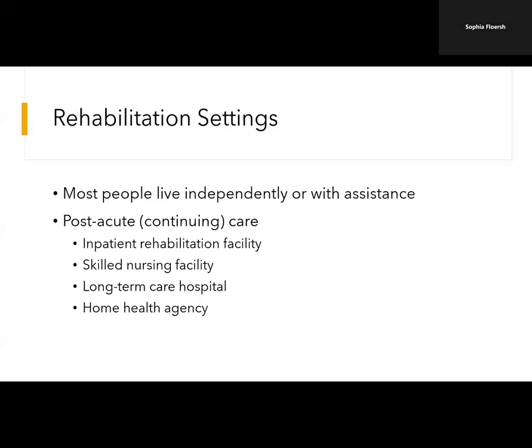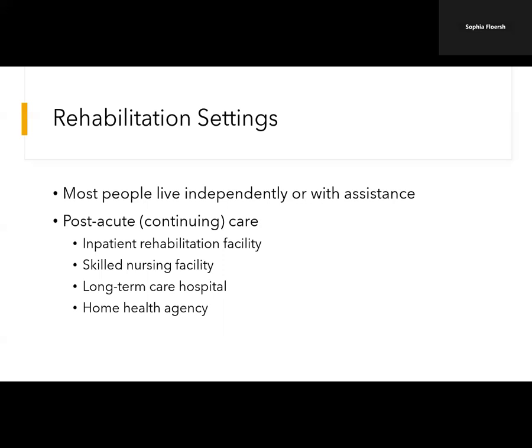In a rehab setting, most people live independently or with assistance. So this is where I say it differs from that acute hospital setting, is that here we want them to get as much independence as we can. A lot of times the goal for rehabilitation is to get them back home. So that's why we say we want people to do as much as they can on their own.